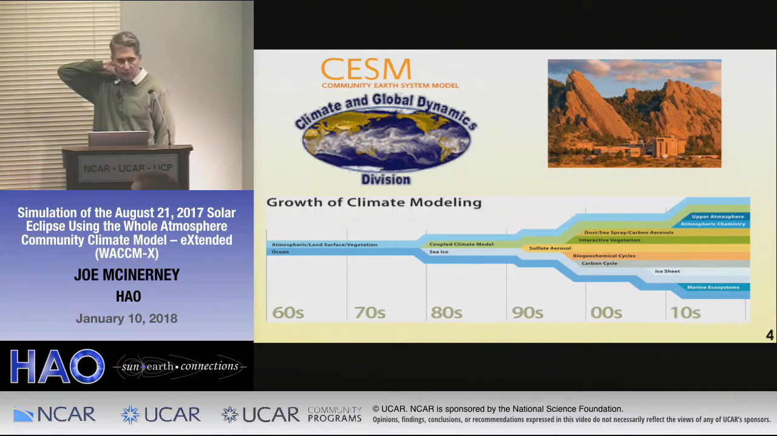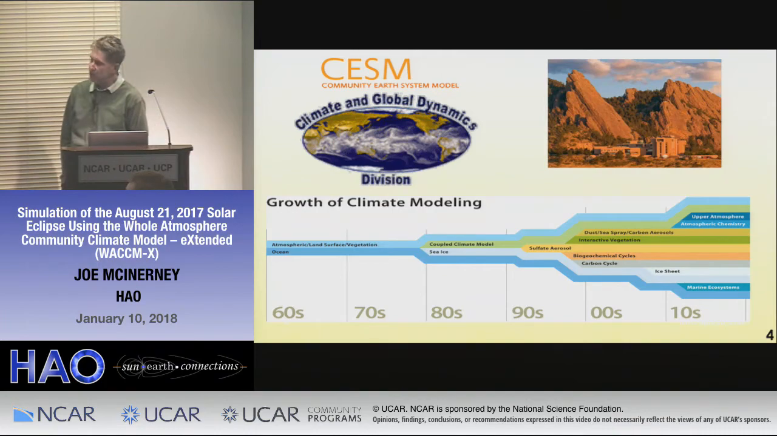This is a figure I pulled off their website that shows the growth of climate modeling from the 60s all the way up into the 21st century. They started with an Earth system model that basically contained an atmosphere model, a land model, and an ocean model, and that's all they had at the beginning. And now in the 21st century, they have this huge coupled system with a bunch of components, and it's called the Community Earth System Model.